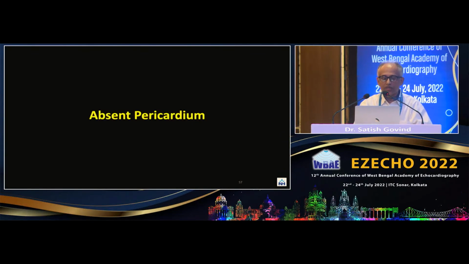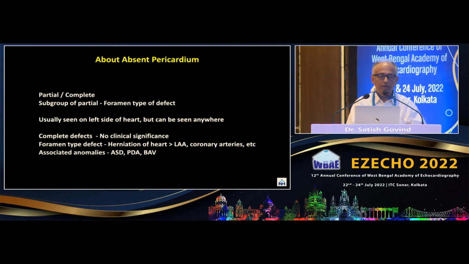And the last one is the absent pericardium. It can be either partial or complete, and there's a small subgroup where the foramen type of defect happens, usually seen on the left side of the heart, but can be seen anywhere. When there's a complete defect, there's no clinical significance, but when there's the foramen type, you can have these herniations, and that is where the problem happens. And also look for any associated abnormalities like ASD, PDA and bicuspid aortic valve.